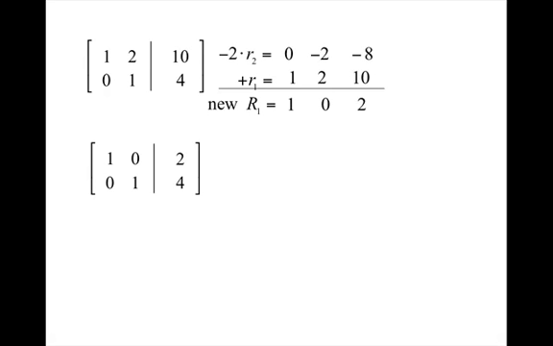Now that I have the identity matrix to the left of my equal bar, my constants give me my solutions. So x is a 2 and my y is a 4. So my solution is the ordered pair 2, 4.